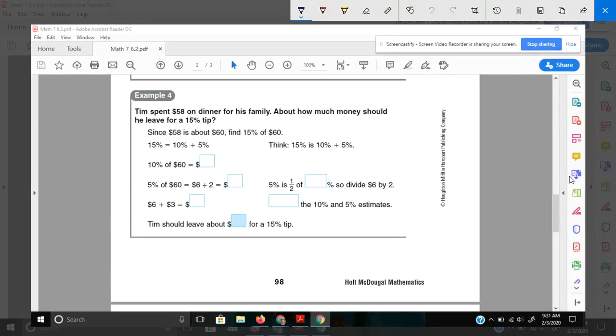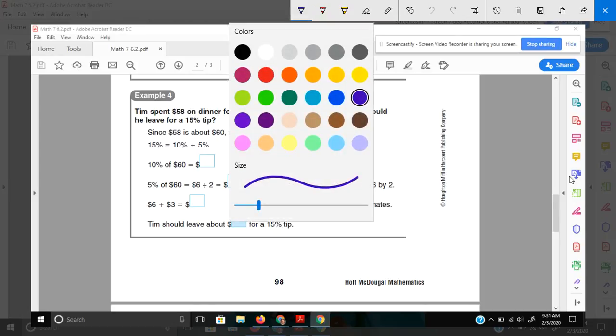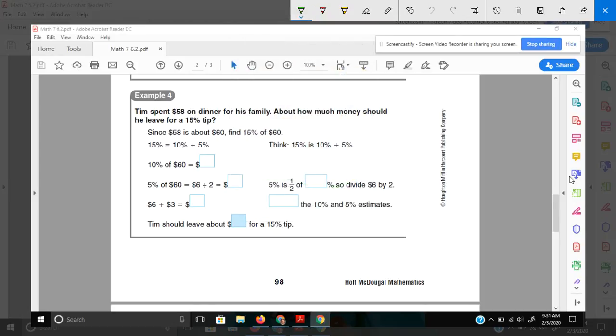Here's a real life example. I used to work as a server, and man, oh man, was it helpful to know this, because when you're getting tipped at a restaurant, you're hoping for 20% as a worker.